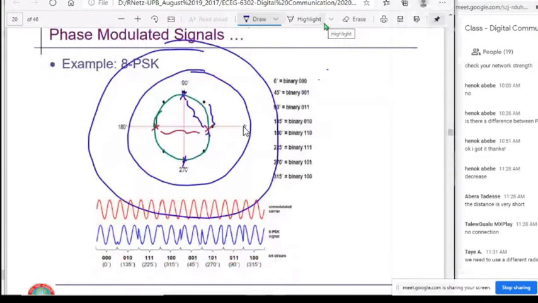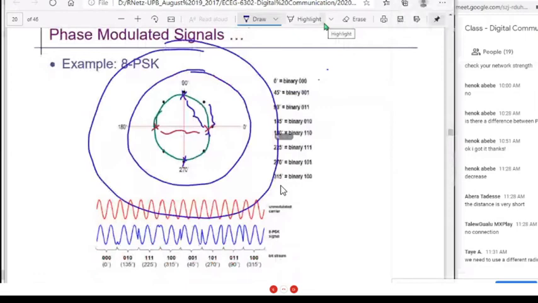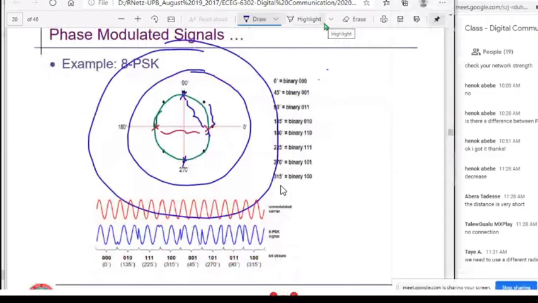I think for the rest you can enrich your knowledge and understanding further. Now the last part of the chapter is quadrature amplitude modulation.